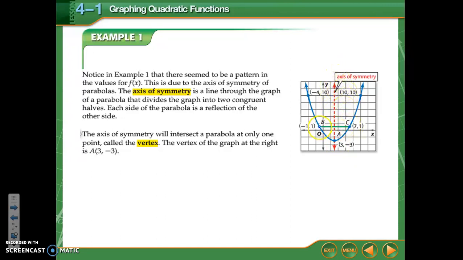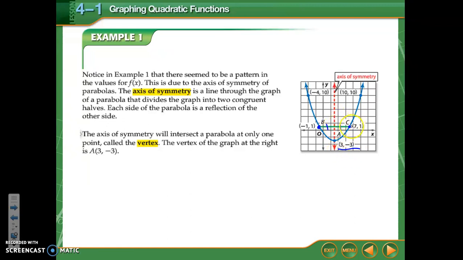So for example, if we look here at point B and point C, point B is at -1, 1, and point C is at 7, 1, and they are equally spaced on either side of the axis of symmetry. So this axis of symmetry goes through the vertex. The axis of symmetry will always go through the vertex. In this parabola, my vertex is 3, -3.